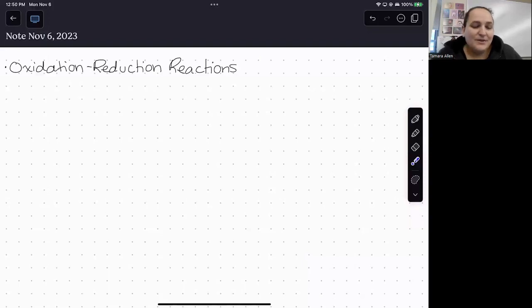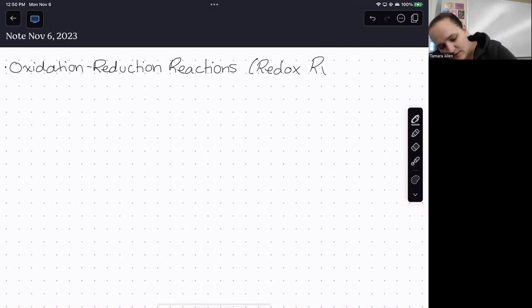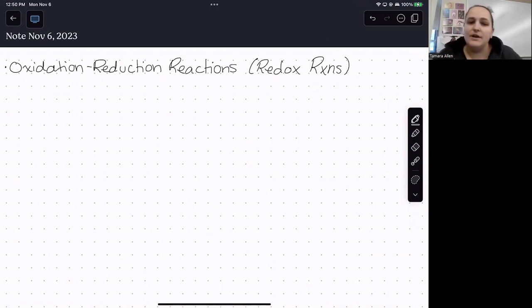In this lesson, we're going to be looking at one last type of reaction known as oxidation-reduction reactions. These are often referred to as redox reactions for short, because oxidation-reduction is a bit of a mouthful. So what these are is electron transfer reactions.